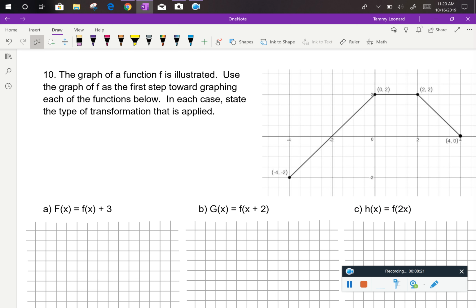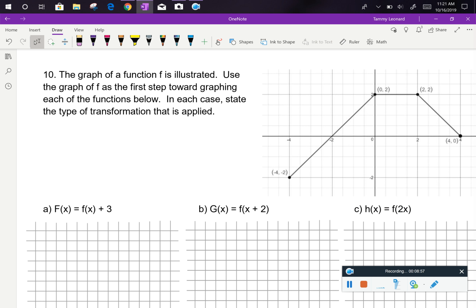Sometimes they like to give you wackadoodle looking functions and ask you questions about them or ask you to redraw them. It says the graph of a function f is illustrated. Use the graph of f as the first step towards graphing each of the functions below. In each case, state the type of transformation that is applied. I will tell you, if you state the transformation first, it's way easier to make the graph because then you can visually move the graph, okay? So if capital F of x is equal to f of x, that thing given, plus 3, what transformation is being applied?